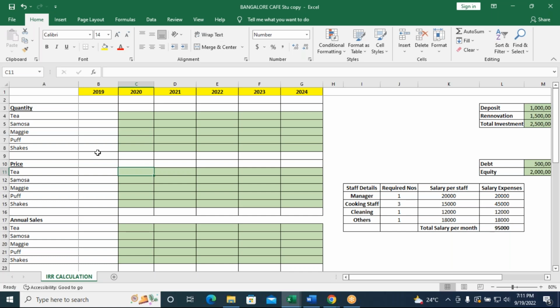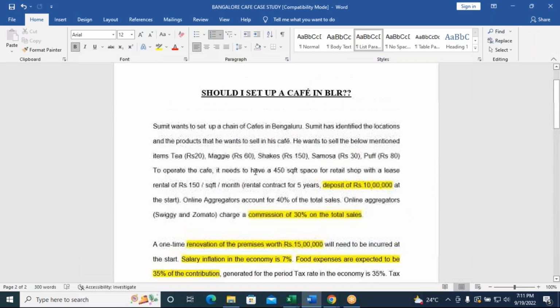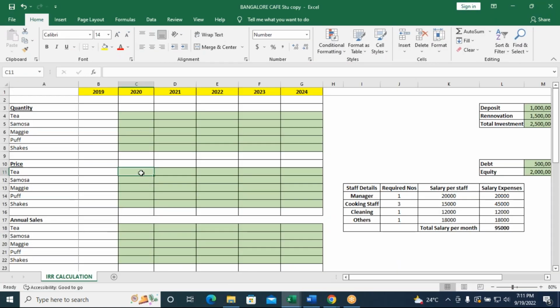Okay, now let's start to solve it. First we will check the prices that have been given. I want you to guide me: what is the tea amount? Tea rate will be 20 rupees. Then samosa will be 30 rupees. Maggie, 60 rupees, and puff 80 rupees, and shakes 150, ma'am.